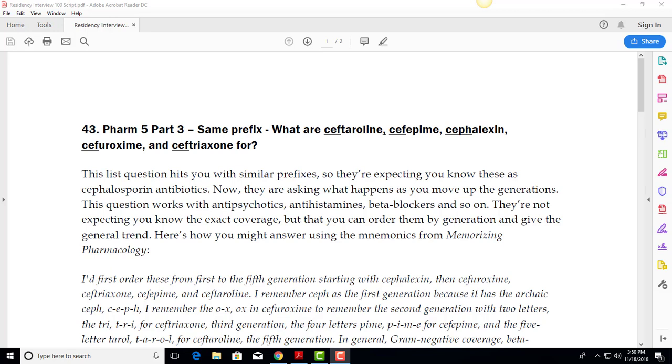Number 43, the Pharm 5, Part 3, same prefix. What are ceftaroline, cefepime, cephalexin, cefuroxime, and ceftriaxone for? This list question hits you with similar prefixes, so they're expecting you know these as cephalosporin antibiotics. Now, they are asking what happens as you move up the generations. This question works with antipsychotics, antihistamines, beta blockers, and so on. They're not expecting you to know the exact coverage, but that you can order them by generation and give the general trend. Here's how you might answer using the mnemonics from Memorizing Pharmacology.